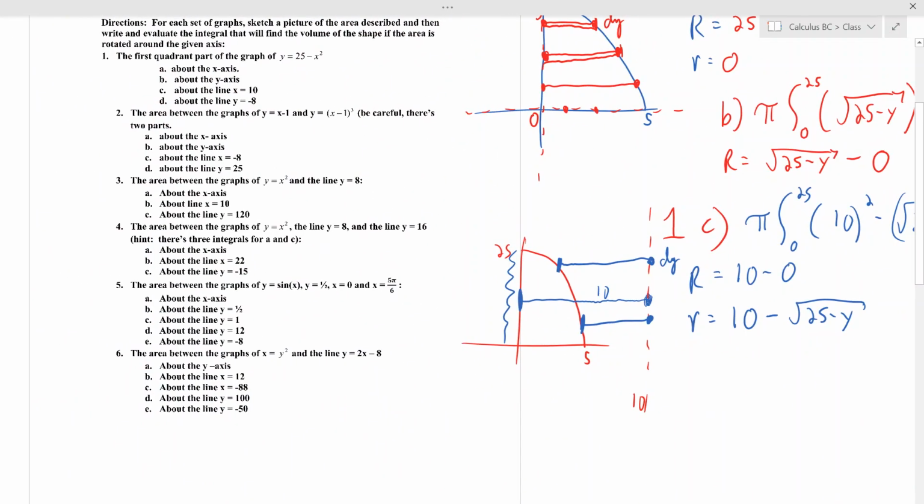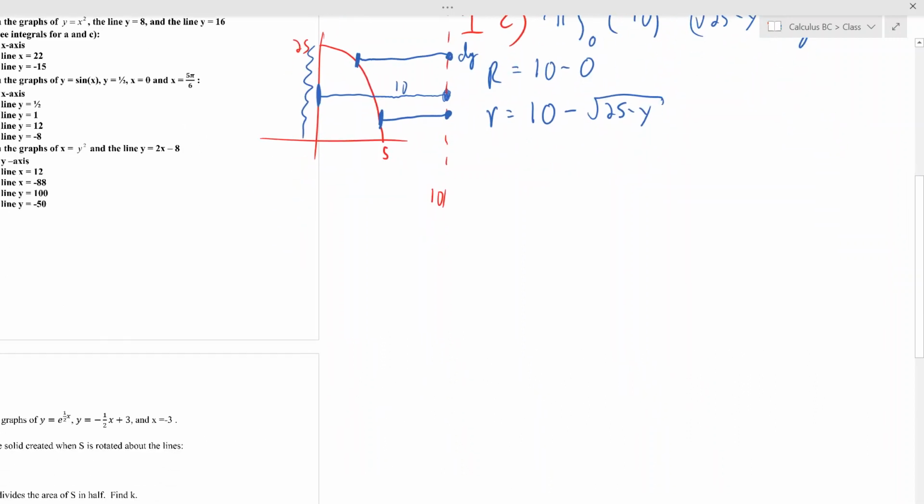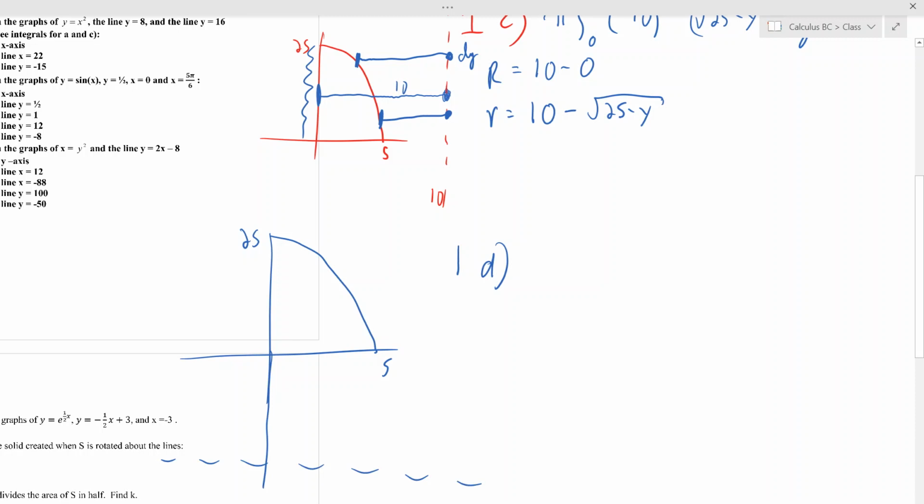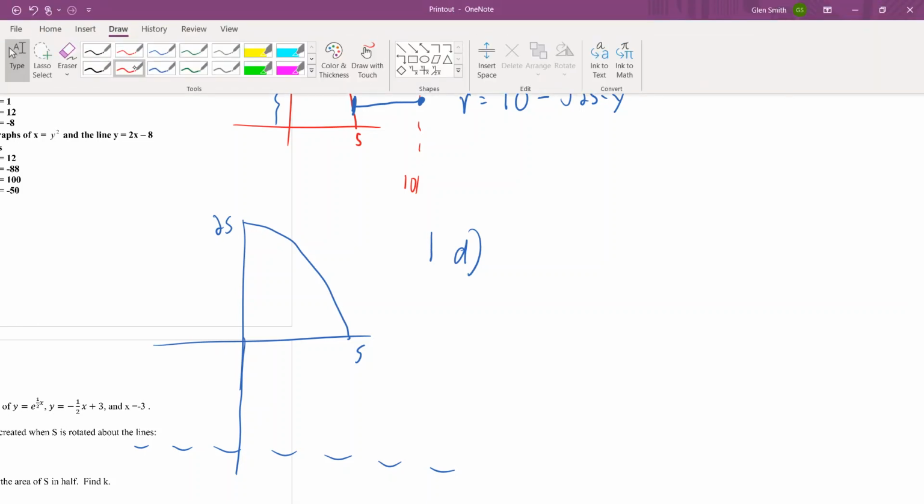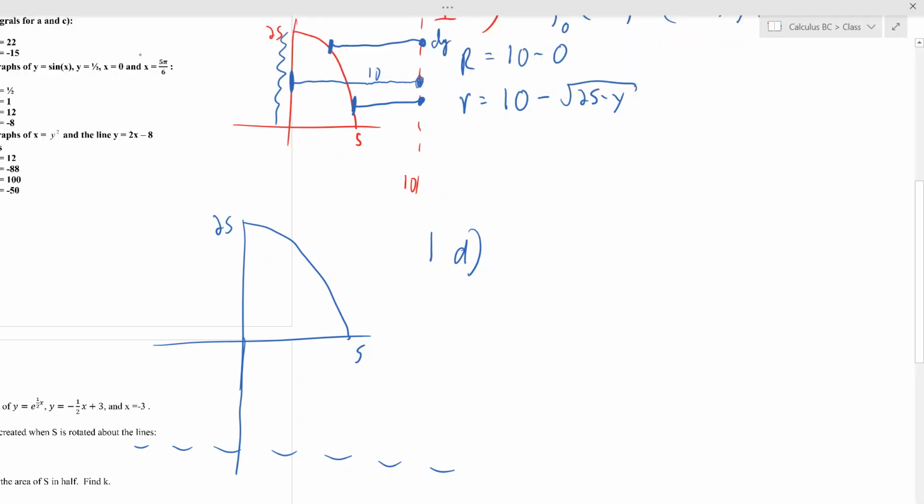Okay, and then part D for number 1 says around the line y equals negative 8. So we'll draw that down here. 1D, so y equals negative 8. So here's our shape again. Here's 5. Here's 25. Negative 8. Y equals negative 8 is down here. So you can see the shape we're rotating is not flush against the axis we're rotating around. So we're going to have a big R and a little r. Well, you always have a little r, but sometimes it's 0, like you saw in the first example.